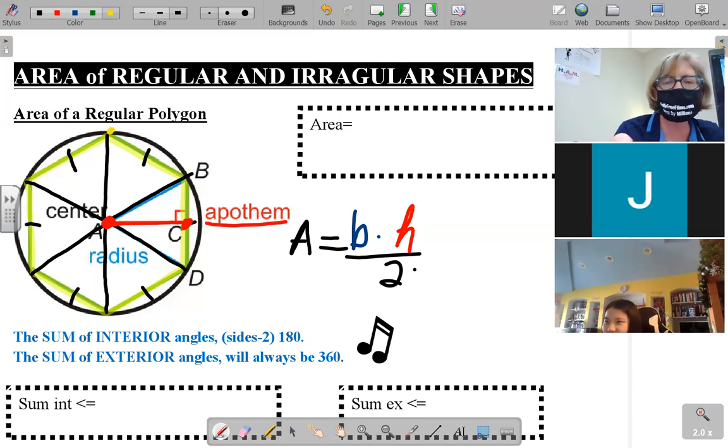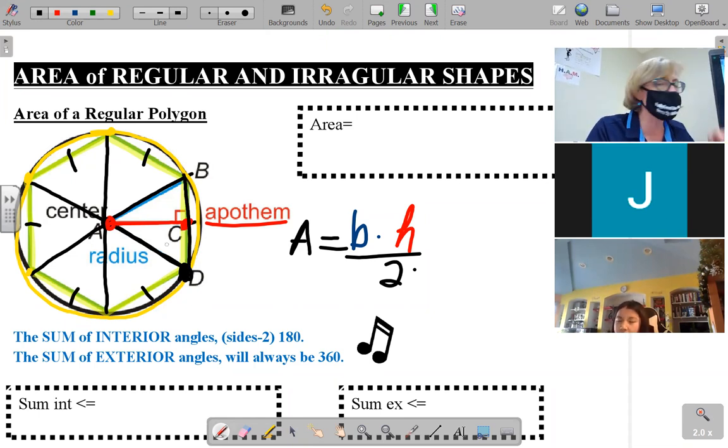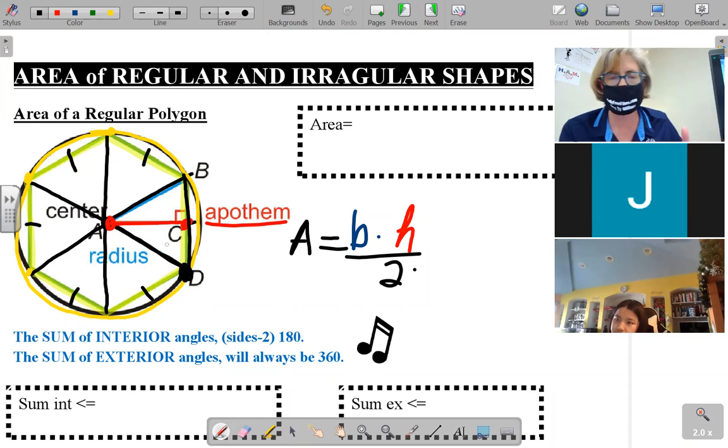Do you see how there's a circle around it? If it touches the corners, the radius goes from the center to the edge of the circle. So that's called a radius, and it's exactly like a radius in a circle. This center to the midpoint of a side, notice it's not touching the circle, that's called the apothem. Slightly different, and it's important to know the difference.